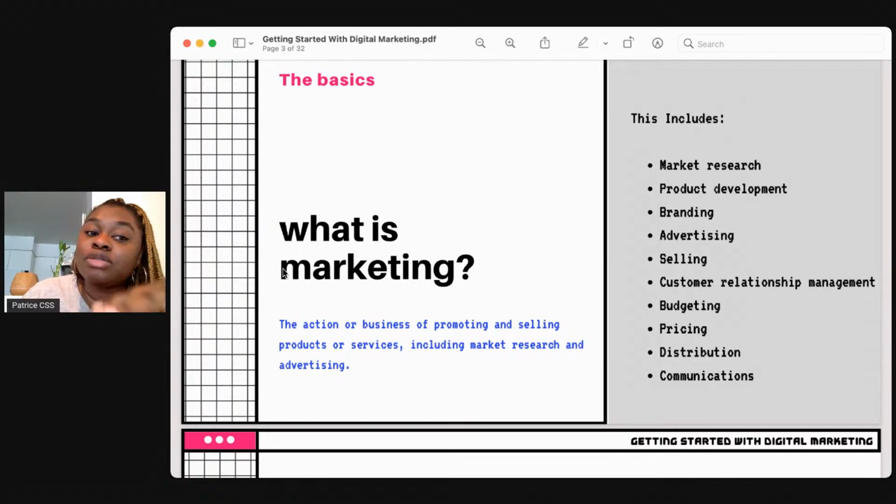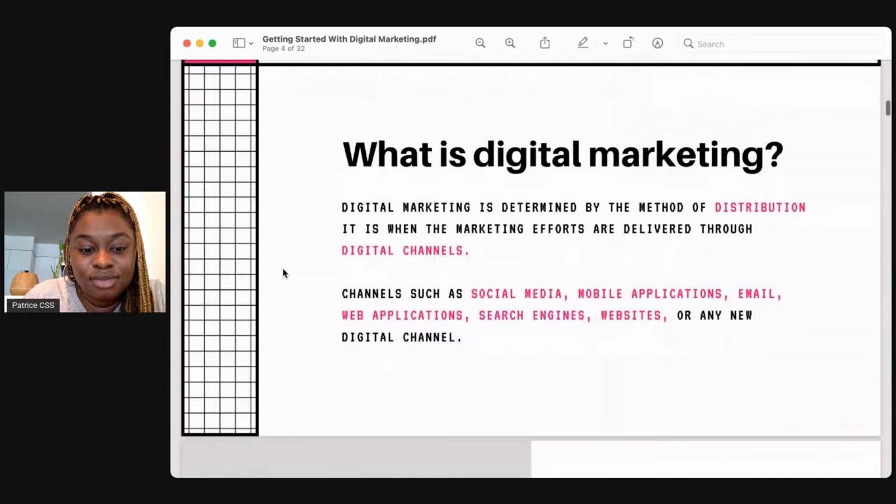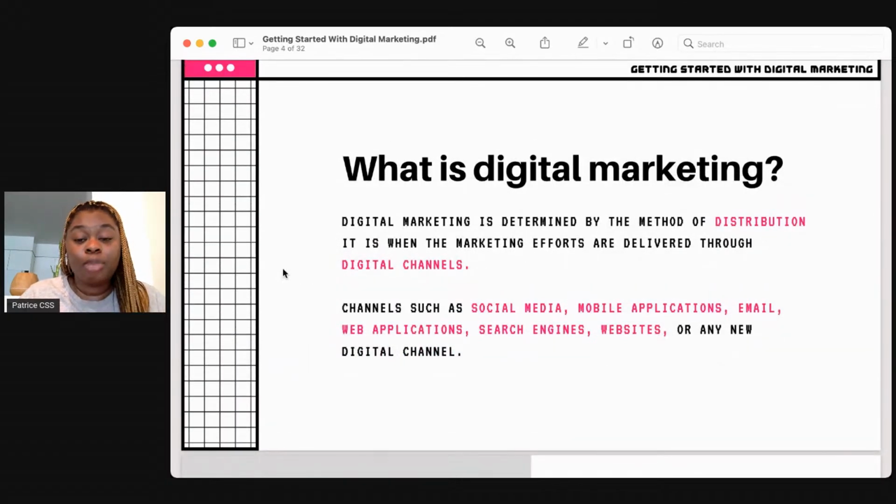When those methods, tactics or strategies are implemented or distributed through digital channels, then it becomes digital marketing. So channels such as social media or mobile applications or email, web applications, search engines, websites, or any other digital channel, when they pop up, you've got new apps and new platforms and new programs popping up every day. Any digital platform, if you're using that to distribute your marketing communications, then it is officially digital marketing. You can officially call it that.